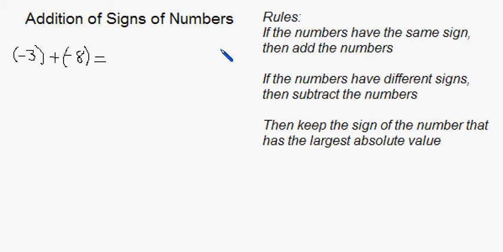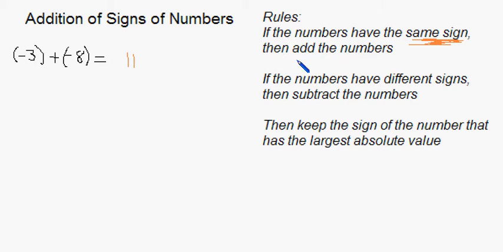Now if we go back to the rules for adding numbers, we have that if the numbers have the same signs, and that's what we have here in this case, then we add the numbers. So that means that we're going to have to add these two numbers together. Now if we add 3 and 8, we know that we're going to get 11. But the question is, is this 11 going to be positive or negative?